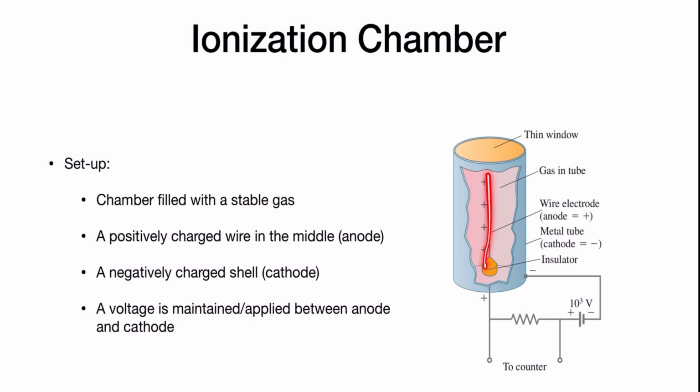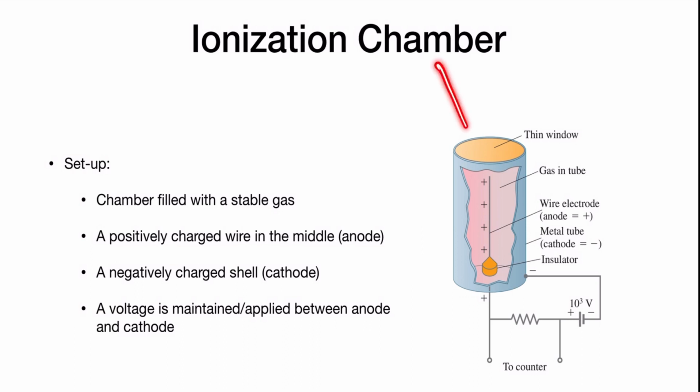Because the wire is positively charged and the shell is negatively charged, there's going to be an electric field between this anode and this cathode. And that electric field produces a voltage, a potential difference between the two. You might begin to imagine that if we were to introduce some kind of charged particle here, that particle will either be attracted to the negatively charged shell or the positively charged wire, the anode. And that's exactly the idea that is employed in ionization chambers.